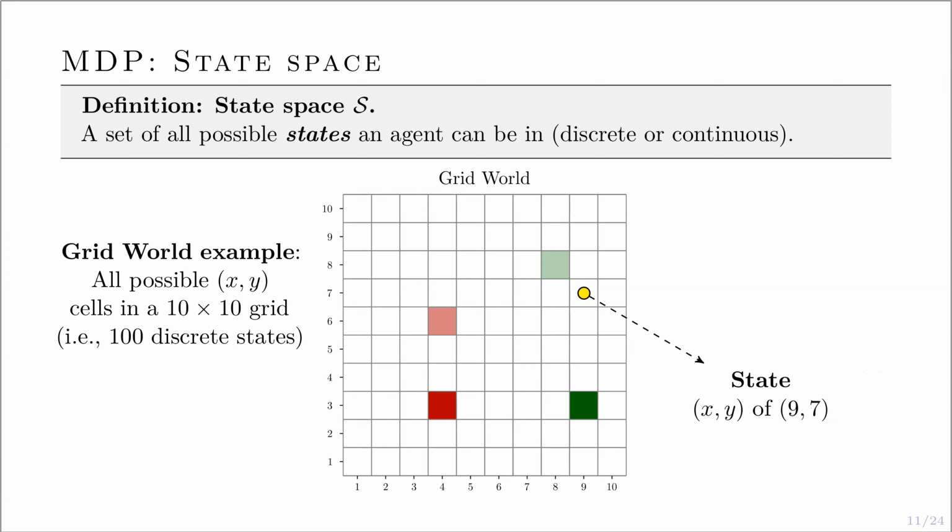And so the state space for this problem is defined as the set of all possible states an agent can be in. This could be discrete, meaning there's a finite number of states, like this problem, or continuous, meaning there's an infinite number of states. So as an example for the grid world problem, all possible XY value cells in this grid, which is a 10 by 10 grid, those are all the states. So in this case, the state space has 100 discrete states in its set. And as an example, pointed here in yellow, this is the state of over 9 and up 7.